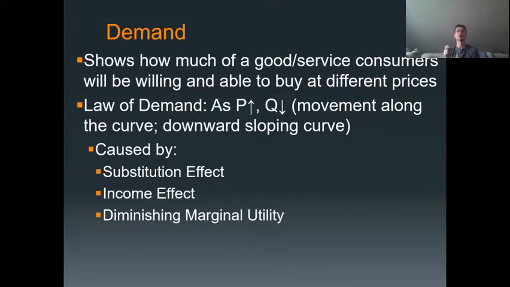That is different from shift of the curve. If you see demand changed, that implies the whole curve shifted. If you said price changed, that is movement along the curve. The demand curve itself is downward sloping. This is caused by the substitution effect. This is the idea that as one good becomes more expensive, you're more likely to substitute it out for something else.